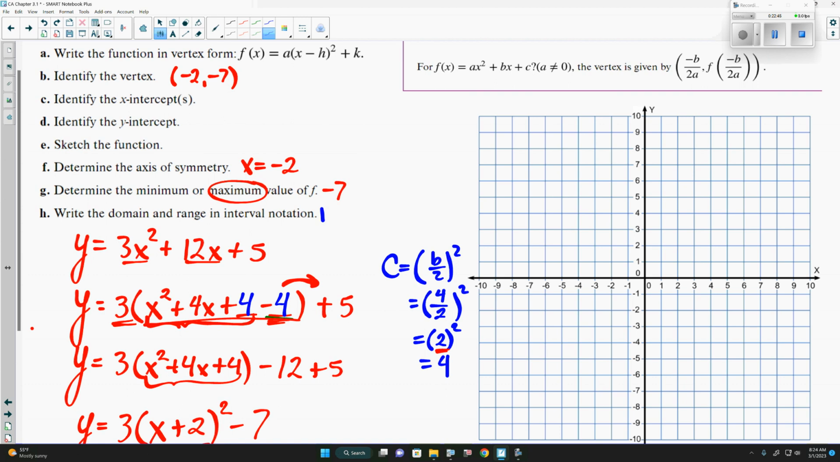Now the domain is still going to be negative infinity to infinity. All real numbers. Domain's always going to be all real numbers for these functions here.